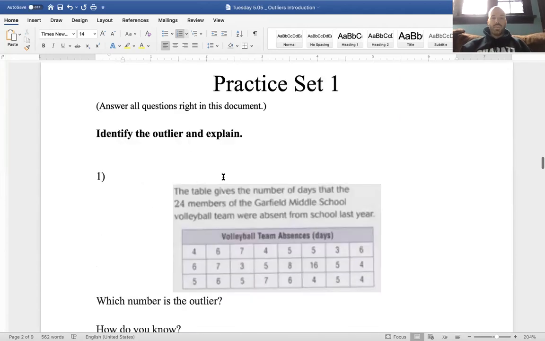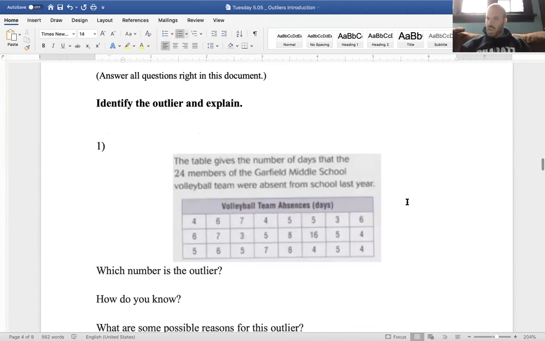Okay, this first one, it says the table gives the number. I hope you actually read this top part because it's going to be important. I know some of you skipped it. Table gives the number of days that the 24 members of the Garfield Middle School volleyball team were absent from school last year. Okay, so this is one player was absent 4 days, one player was absent 6 days, one player was absent 7 days.